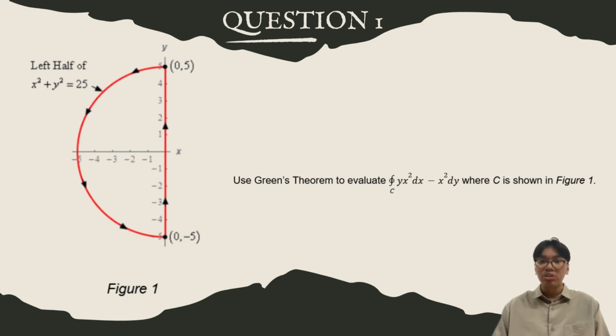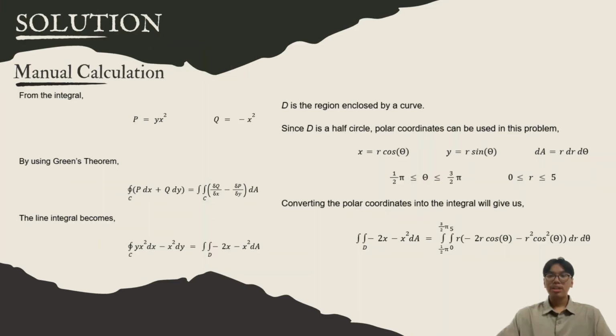Alright, so let's walk through how we solve this step by step. To apply Green's theorem, we first identify our functions P and Q from the line integral. Here, P is equal to yx squared and Q is equal to -x squared. Green's theorem allows us to convert this line integral into a double integral over the enclosed region D by using the formula.